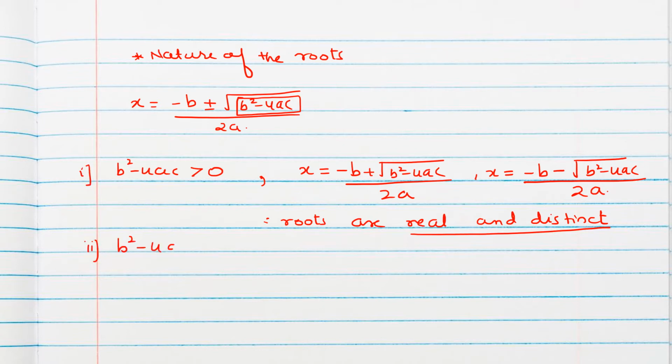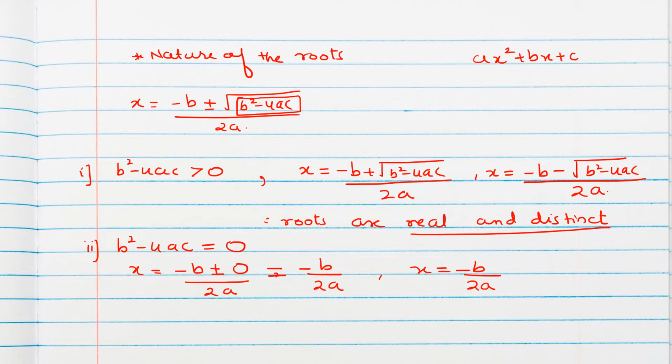b square minus 4ac is 0. So if you substitute this value in the formula, you will get minus b plus minus 0, divided by 2a. That means minus b by 2a. So x value will be minus b by 2a. But as I told you, the degree of the polynomial decides the number of roots. So here, a quadratic polynomial means two roots should be there. So in this second case, minus b by 2a is repeating.